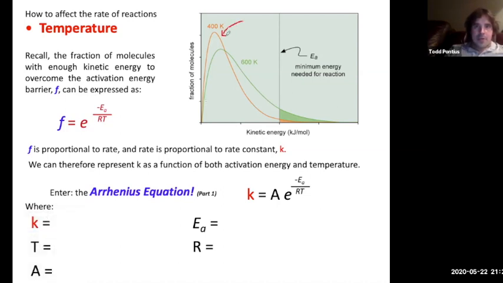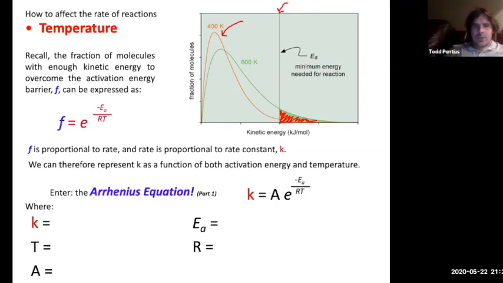The 400 Kelvin curve, if this is our activation energy barrier, the threshold needed for a reaction to occur, there's only a wee little amount of the molecules that actually have enough energy at 400 Kelvin. At 600 Kelvin, however, look at how many more molecules have that necessary energy. So increasing temperature skews the Boltzmann distribution more toward the right. It means more higher energy molecules, which means a faster reaction.